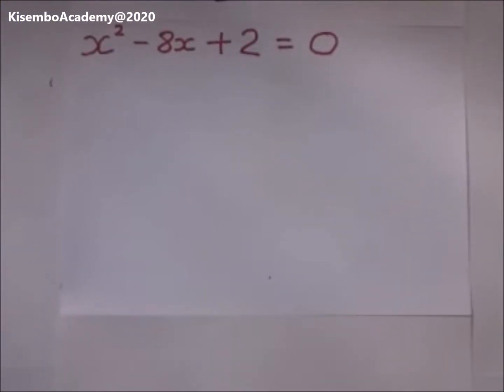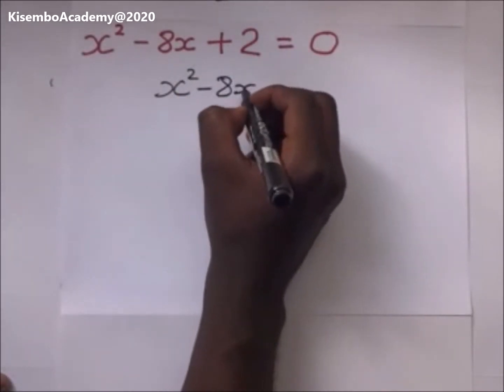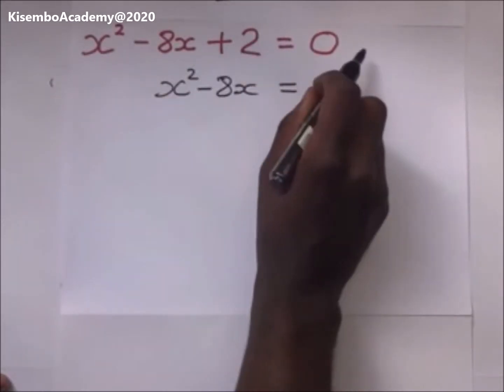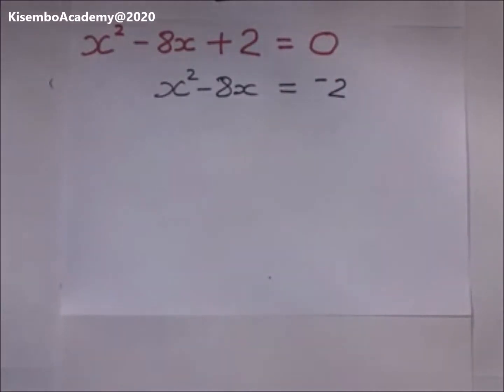So we are going to solve this quadratic equation by completing squares. When we are completing squares, our first step will be x squared minus 8x is going to be equal to, this 2 has to cross to this side, so it becomes negative 2 on that side. So we'll begin again. We look at the coefficient of x. Now this coefficient of x, we are going to first divide it by 2.